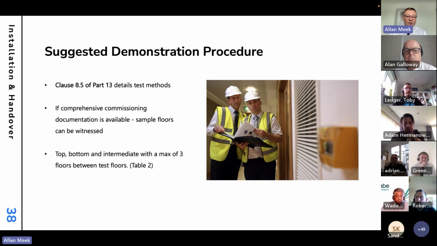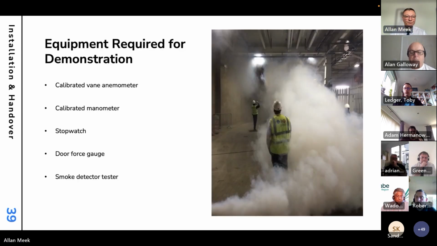Again, Part 13 recommends that the top and bottom floors are tested and verified, and then intermediate floors with a maximum of 3 floors between test floors. So depending on the height of the building, we would be sort of testing every 4th floor between the top and the bottom. And again, we're just comparing it with the commissioning results to make sure that it all makes sense.